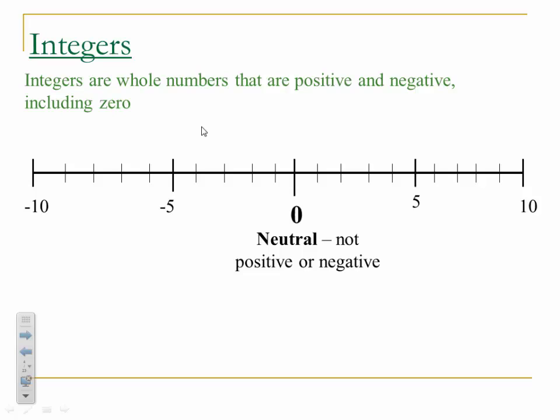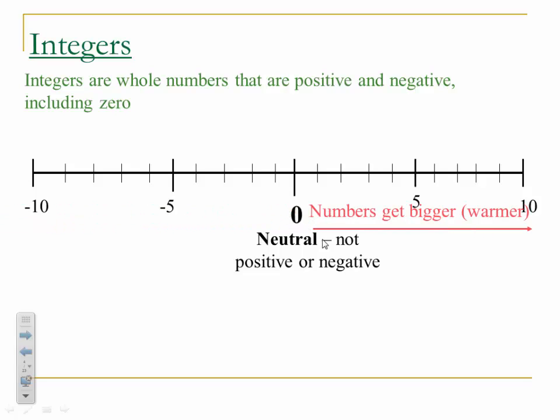So 0, very important to know that 0 is neutral. That means it's not positive, it's not negative. We have to have some place to start. 0 is the place that we start. So 0, we call it neutral. All the numbers to the right, positive. All the numbers to the left, negative. 0 is in the middle.